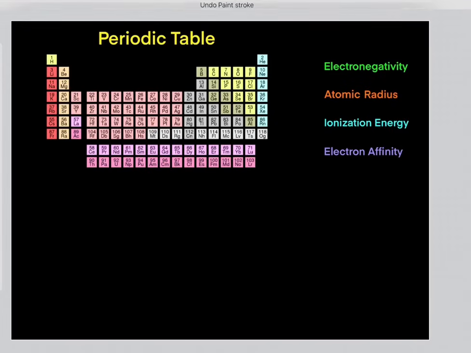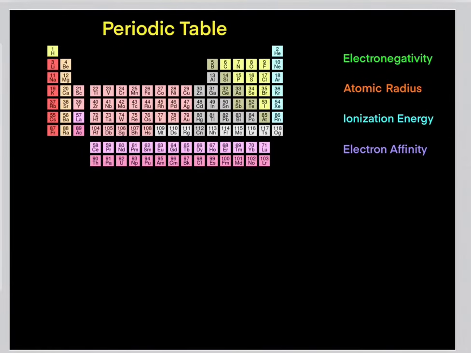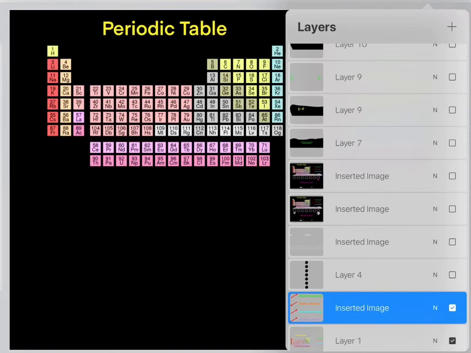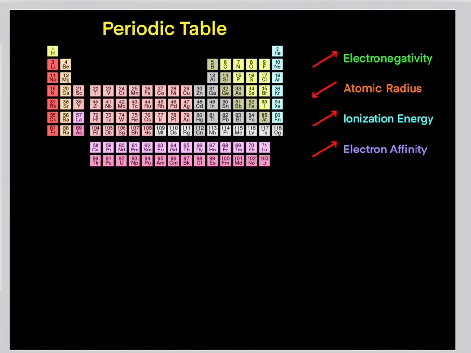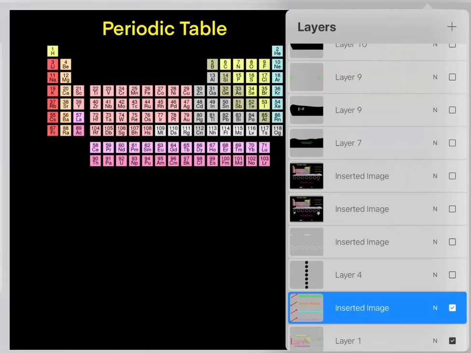So there are 4 periodic table trends that you need to know for chemistry. And the 4 trends are electronegativity, atomic radius, ionization energy, and electron affinity. For most trends, the value increases as you go to the right and as you increase, so in this general direction. The only trend where that's not true is for atomic radii, and we'll see why that is later.